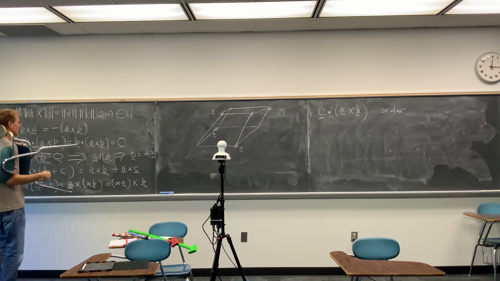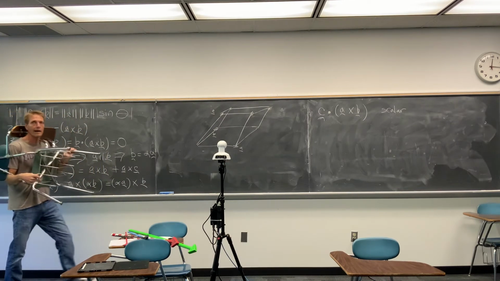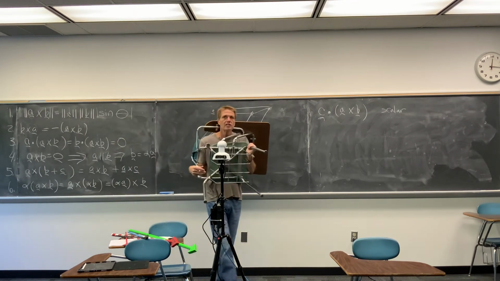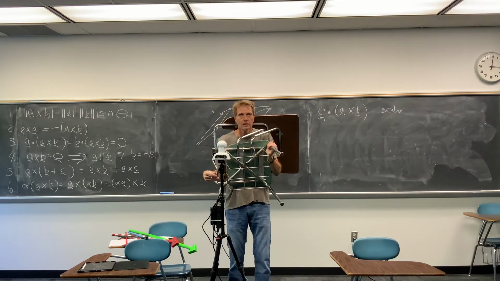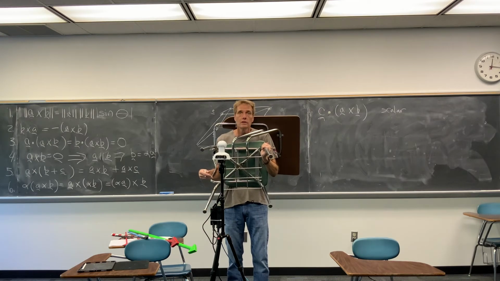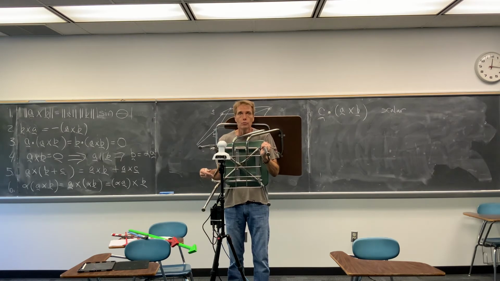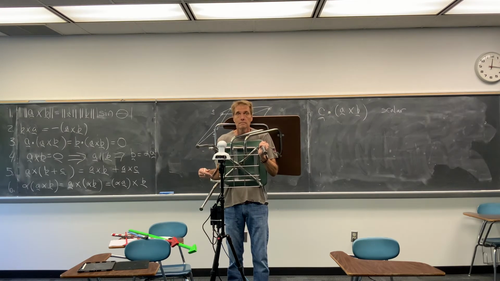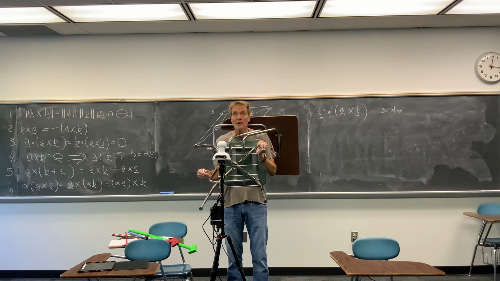Okay, so now if I come back over here, A dot A cross B is equal to B dot A cross B, which is equal to 0, which means the cross product vector is perpendicular to A and B. Very good, Gordon, A and B.